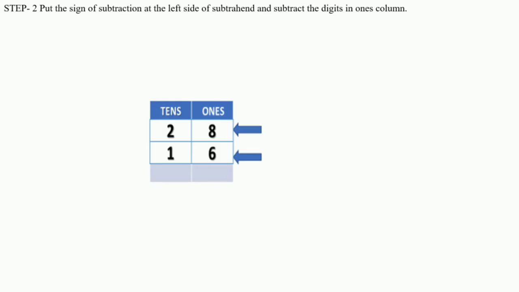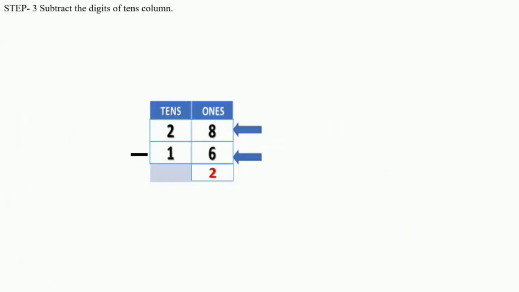Step 2 is put the sign of subtraction at the left side of subtrahend and subtract the digits in ones column. So we subtract in ones column 8 minus 6 is equal to, we get 2. Write 2 in the ones column. Now step 3, subtract the digits of tens column. So we get 2 minus 1 is equal to 1. Write 1 below the tens column. Now we get the difference of 28 minus 16 is 12.